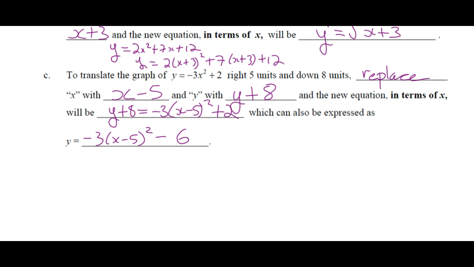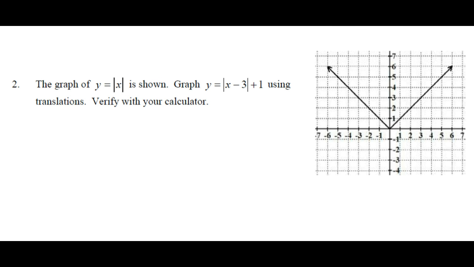All right, so it's all about the language of x is replaced by, y is replaced by, and when we replace the y, we will often, almost always, rearrange into this form. Graph y equals the absolute value of x. Graph y equals absolute value of x minus 3 plus 1 using translations.